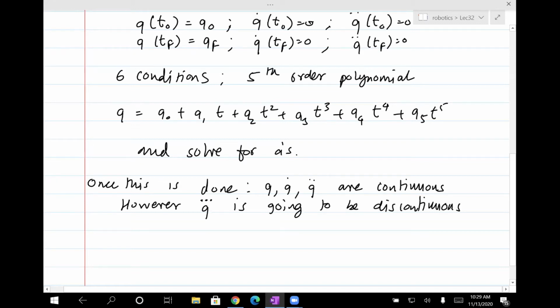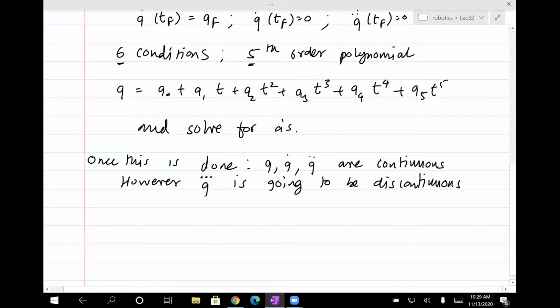If you want q triple dot to be continuous, then you'll have to specify another 2 variables, which would make the equations go from 6 to 8. You'll have a 7th order polynomial, and you'll do the math. Anybody know what q triple dot is? What is it called? Q double dot is acceleration. What is q triple dot? Jerk, yes. So q triple dot is called jerk.